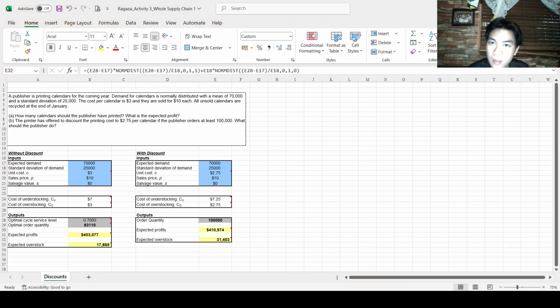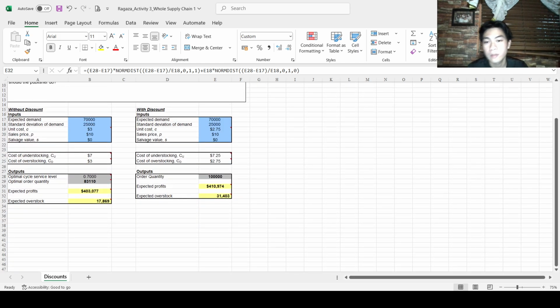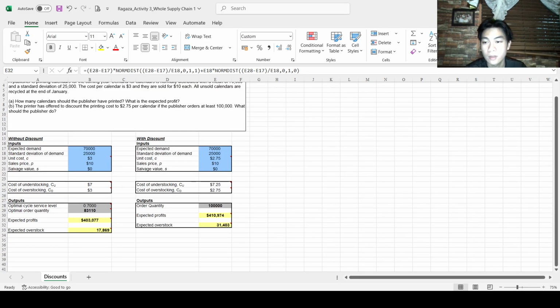So in this scenario, the publisher can increase their expected profit by ordering 100,000 calendars at a reduced cost of $2.75, resulting in a profit of $410,974, despite an increase in expected overstock to 31,403 calendars. And that's all for my presentation in whole supply chain.